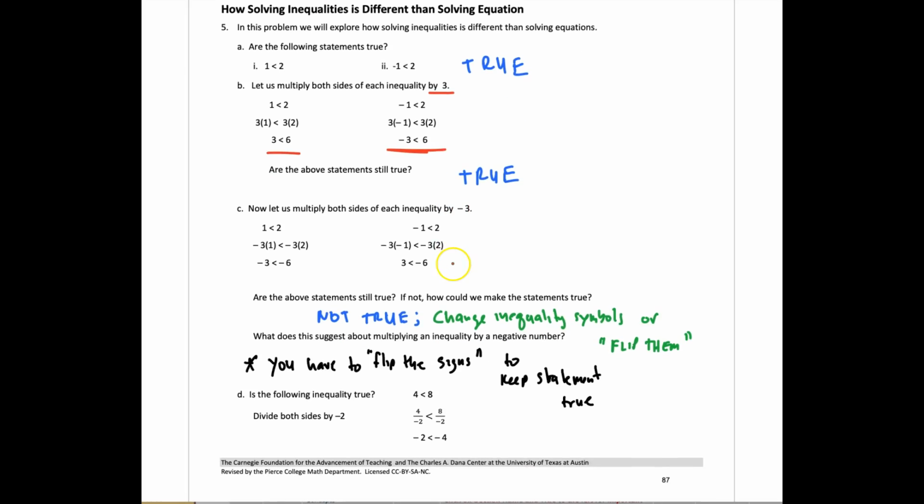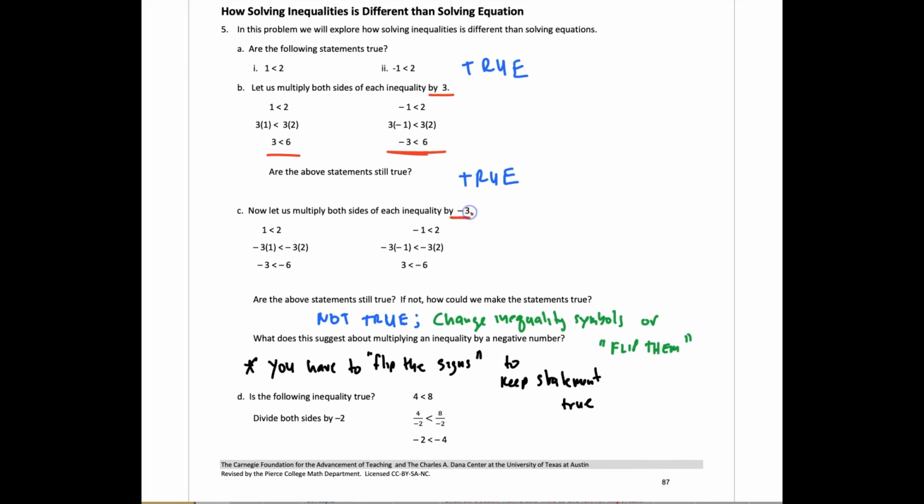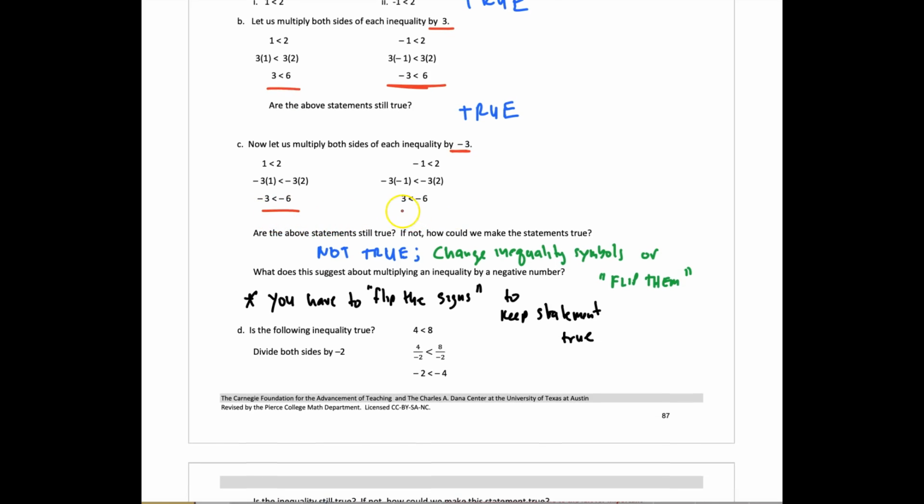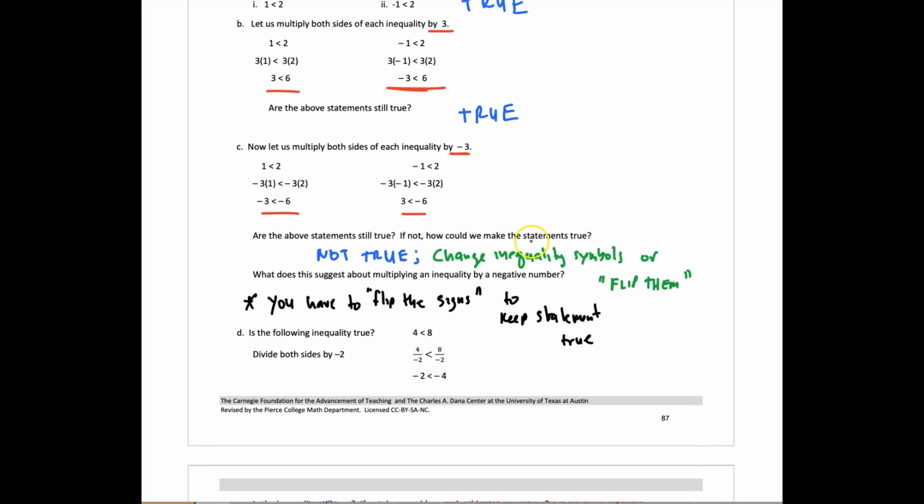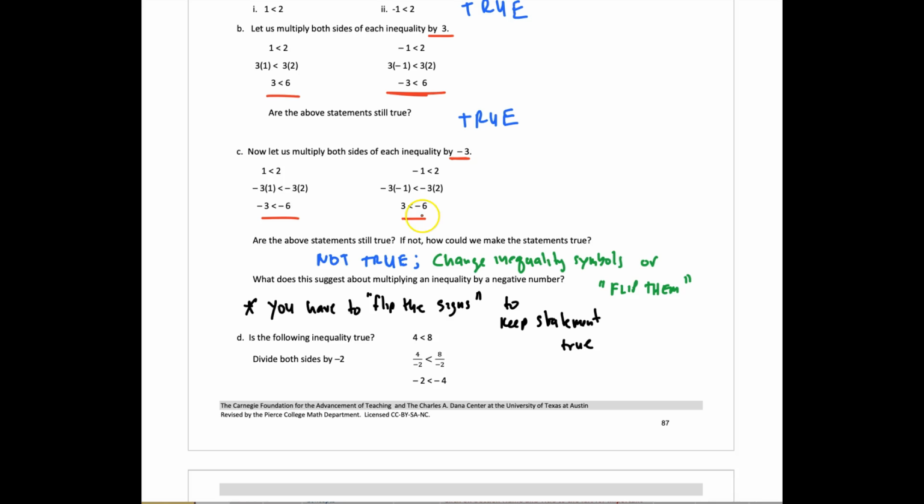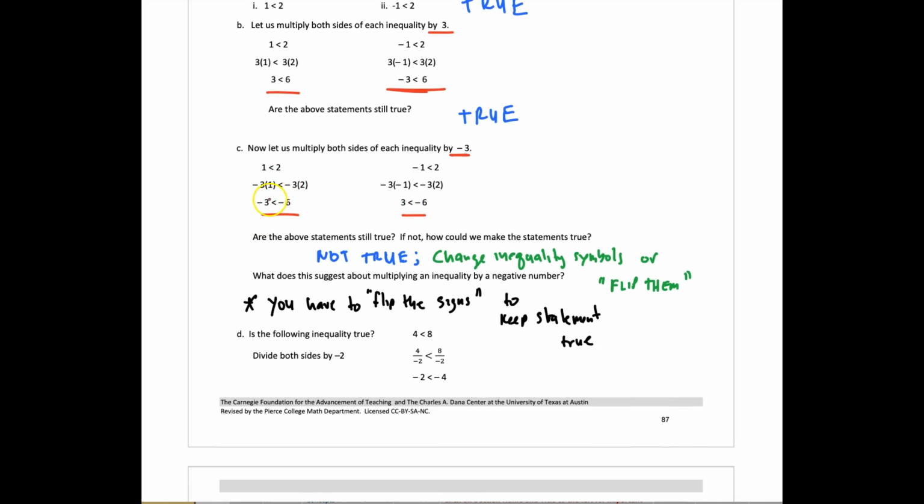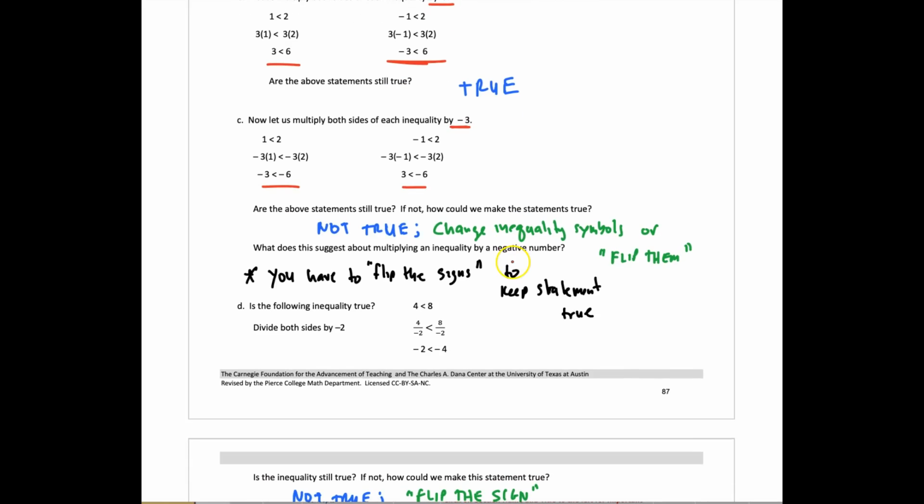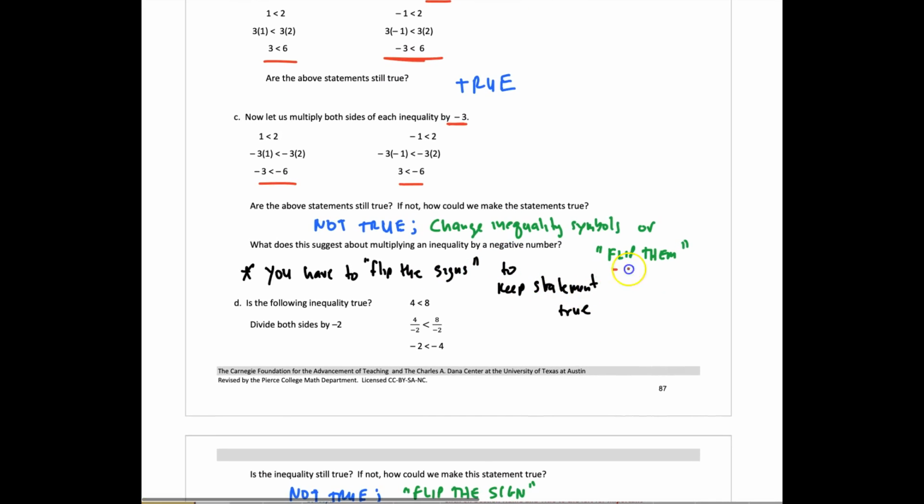They're both true. However, when we multiply by a negative 3, these statements are not true any further. And so we need to change the symbols, reverse them, to make them true. Negative 3 is not smaller than negative 6. 3 is not smaller than negative 6. So the symbols would have to be changed in order to make those true. And so that becomes the technique we use. We flip the signs when we multiply or divide by a negative number.